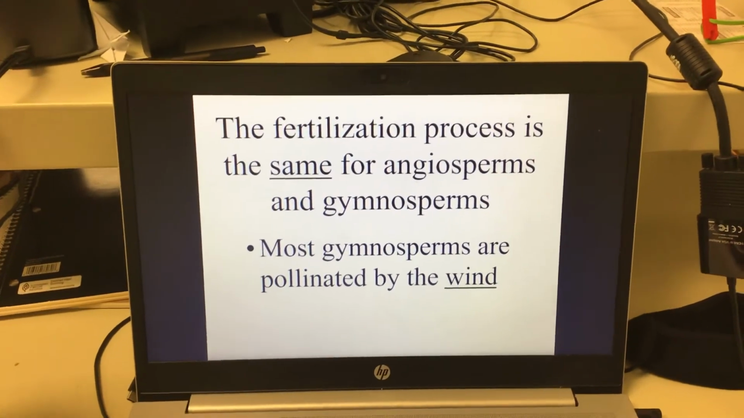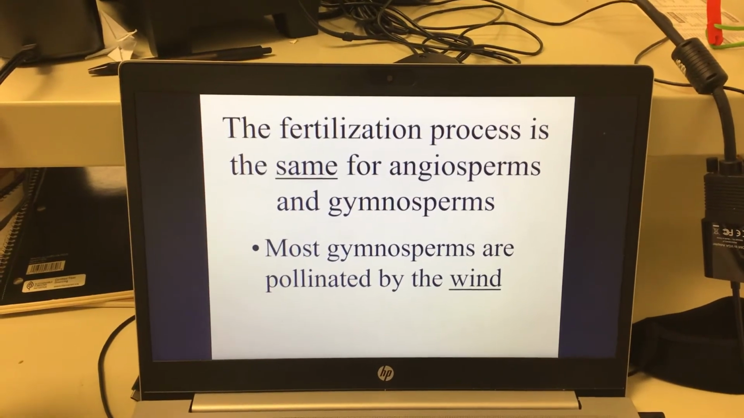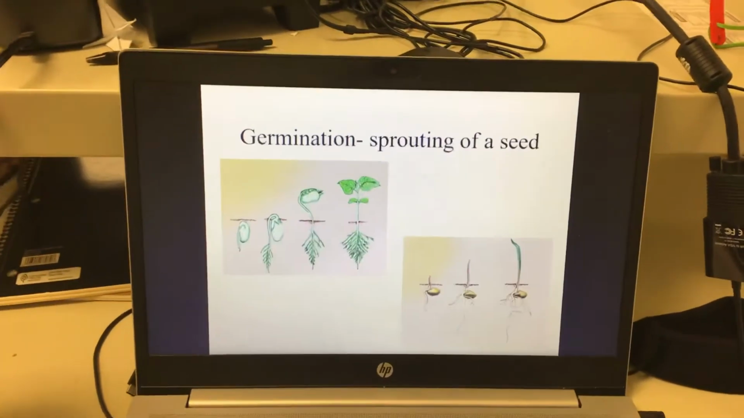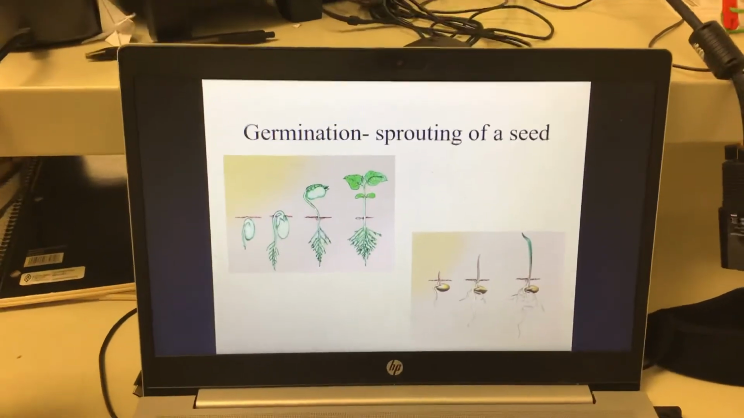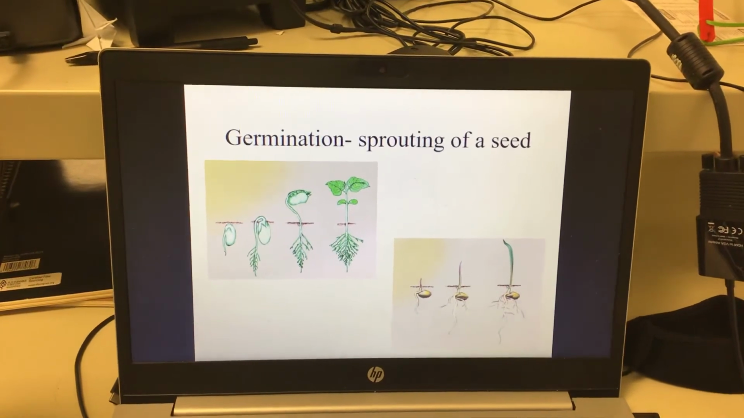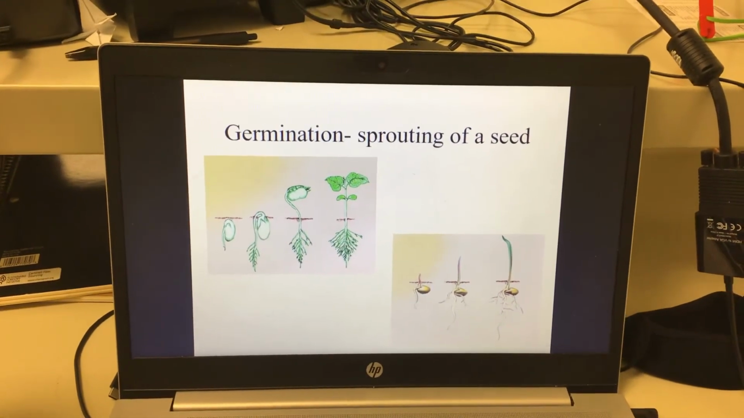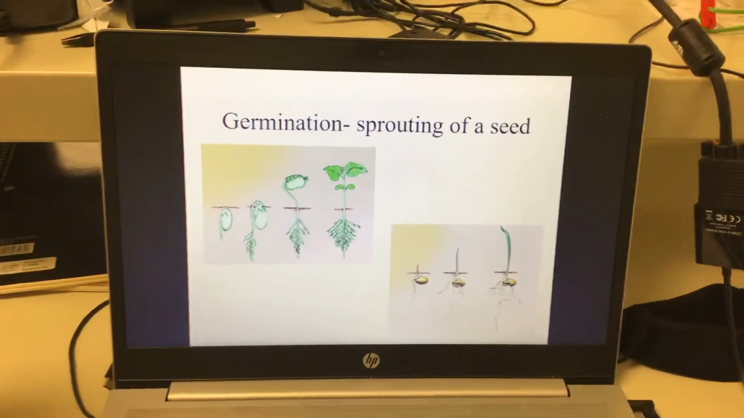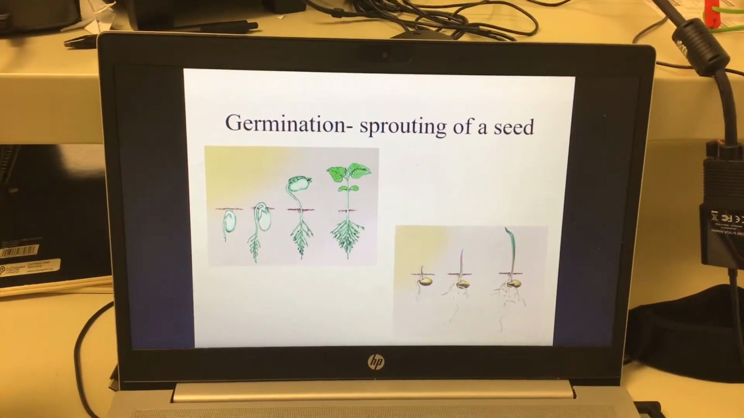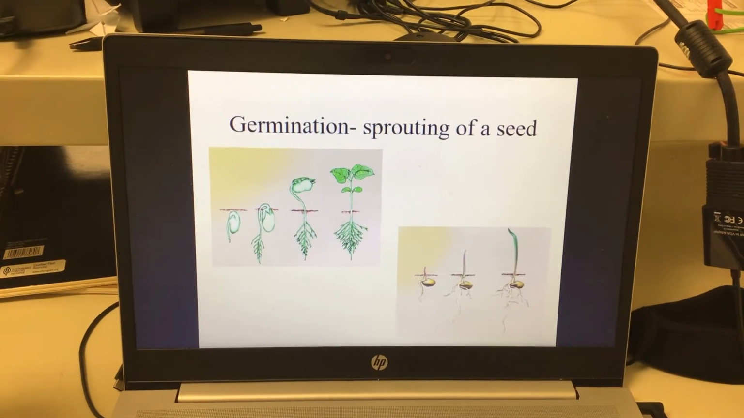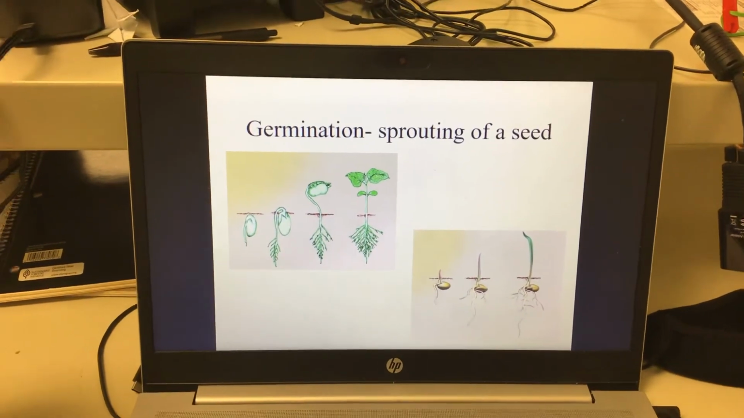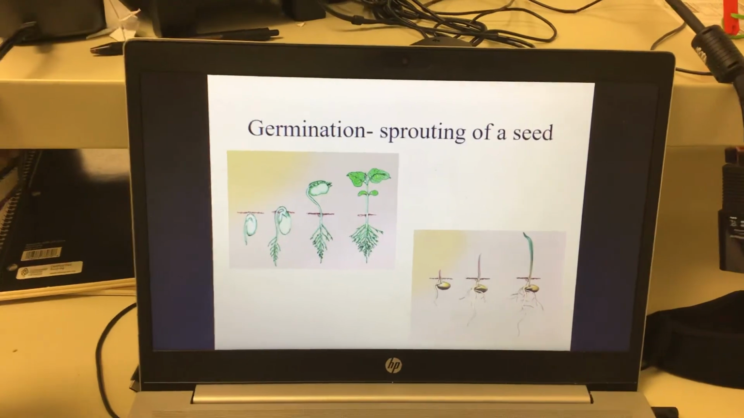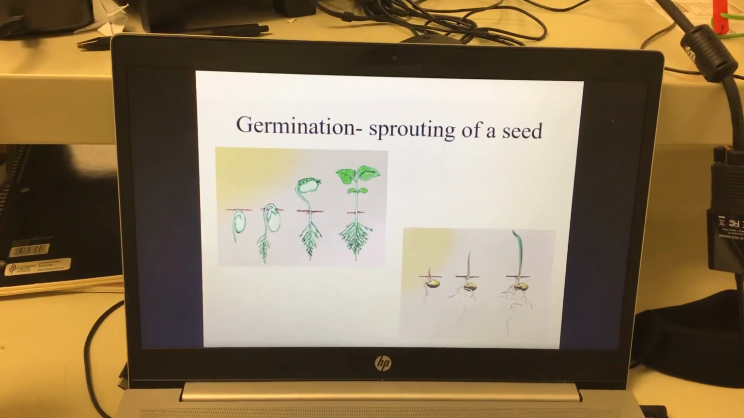You don't need to write this, but the fertilization process is the same for angiosperms and gymnosperms, so whether you have a flower or not, it's the same. One last thing here, germination, the sprouting of a seed. So maybe you've accidentally germinated a seed before. But let's say you have a corn seed and it gets wet. Okay, it'll start germinating, it'll start sprouting, it'll shoot a little root out, it'll shoot a little stem out, and it'll begin growing. Those are the notes.